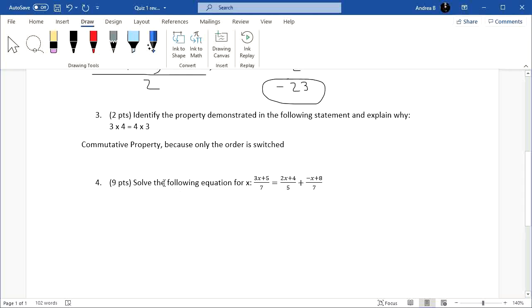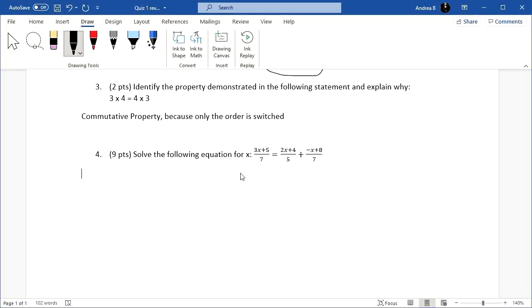Next one, solve this equation for x. So whenever we're solving this type of equation, you want to make sure to get a common denominator first. So in this case, if we have 7 and 5 as our denominators to begin with, our common denominator would be 35 by doing the 7 times 5. So here we'd want to multiply everything in each of those fractions all by 35.